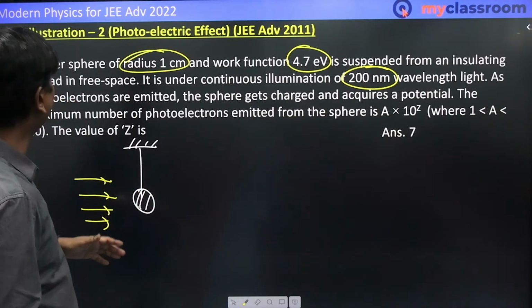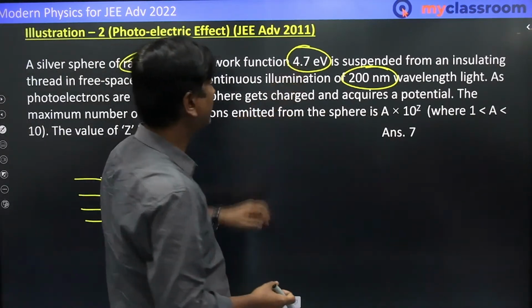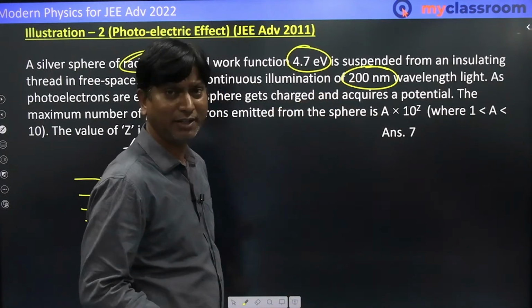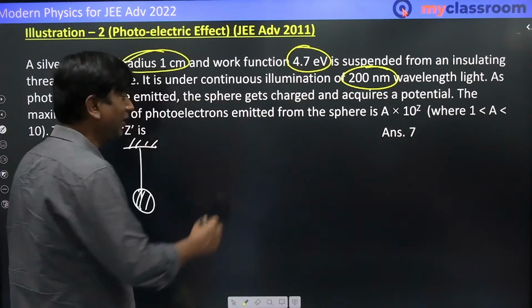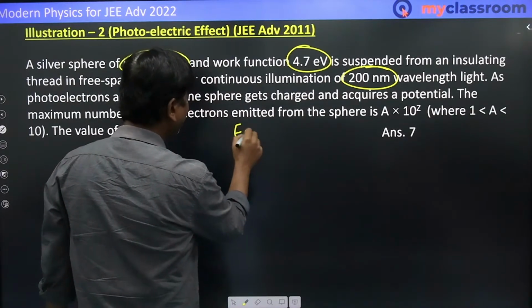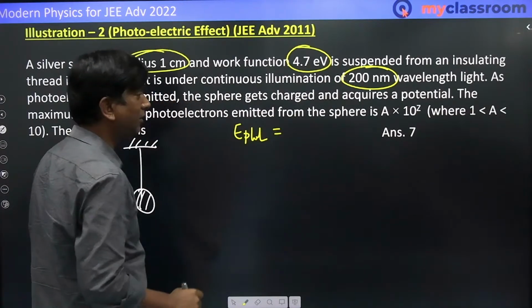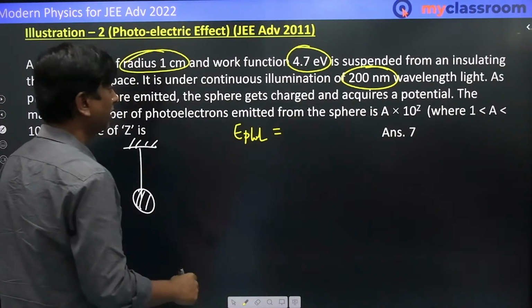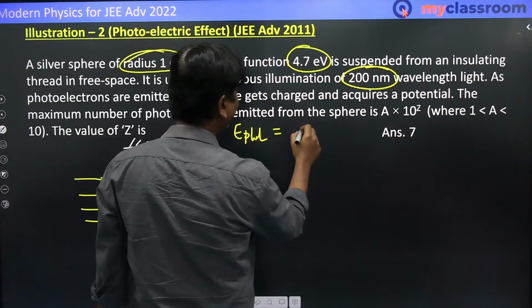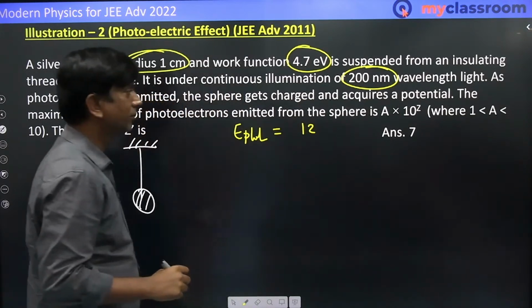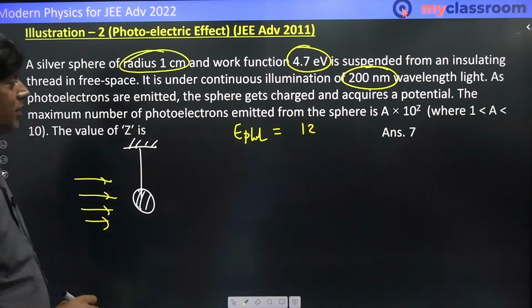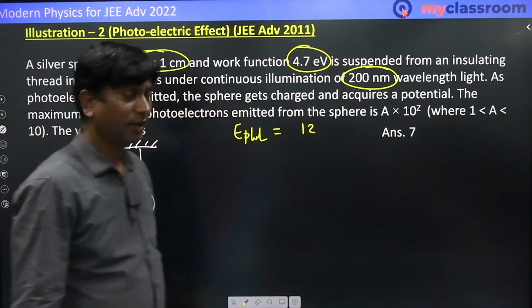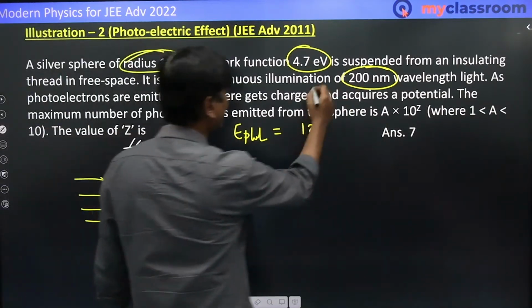For that, whenever the work function is given and illumination of light, the electromagnetic radiation of 200 nanometers wavelength is given, immediately I will first find out the energy of each photon, right? So that is 200 nanometers. How do you convert this wavelength into electron volts?